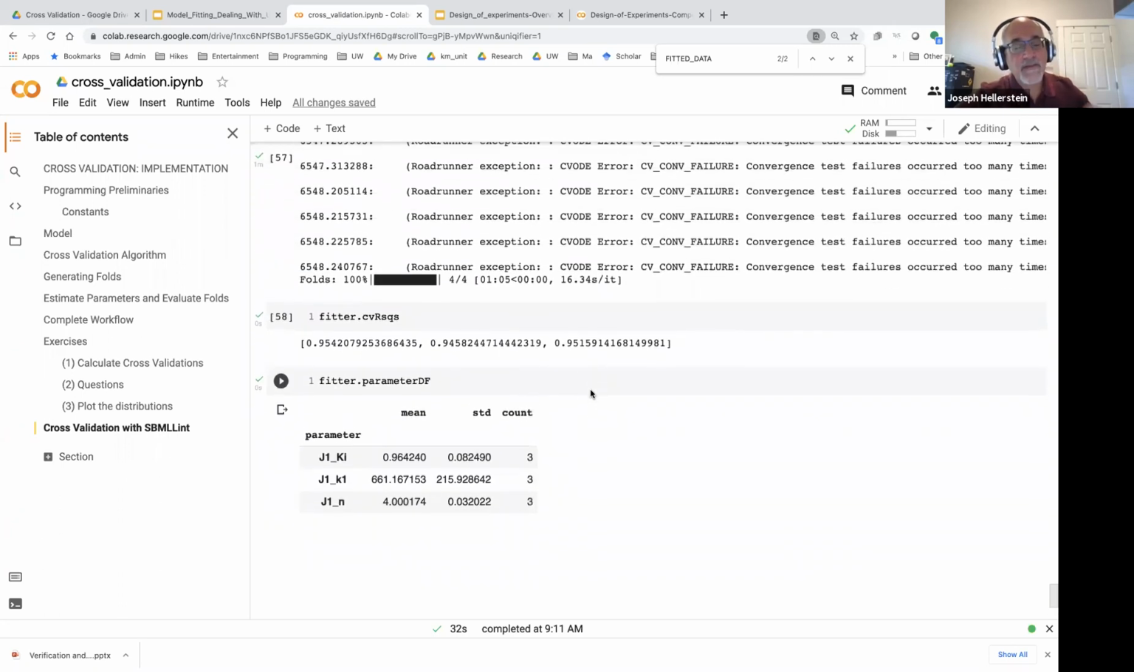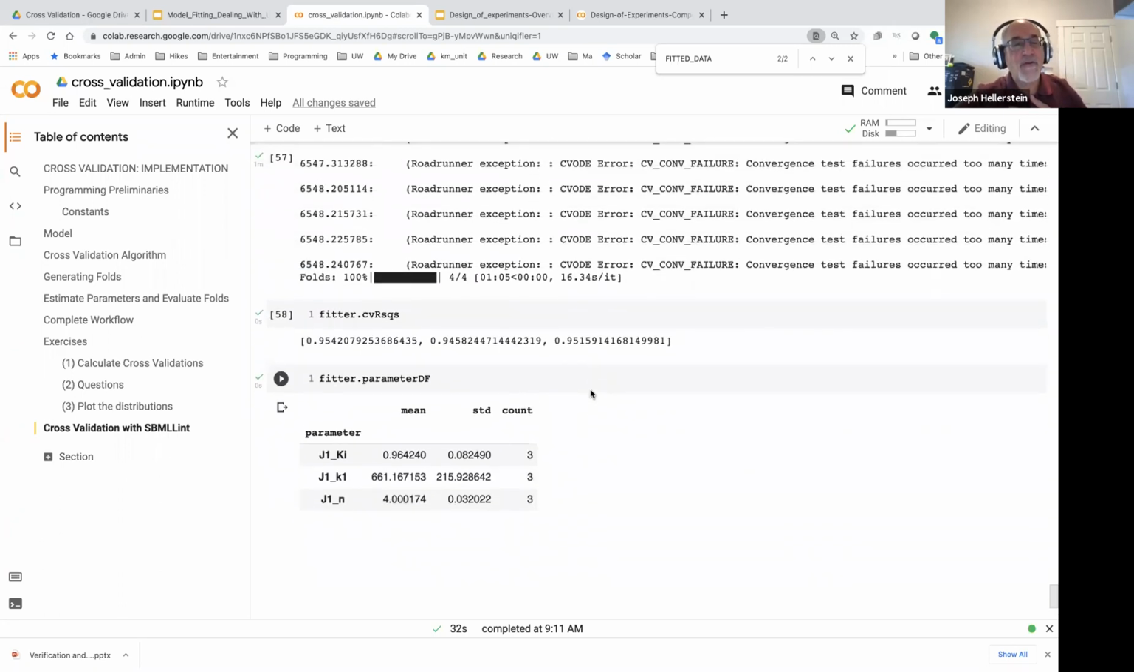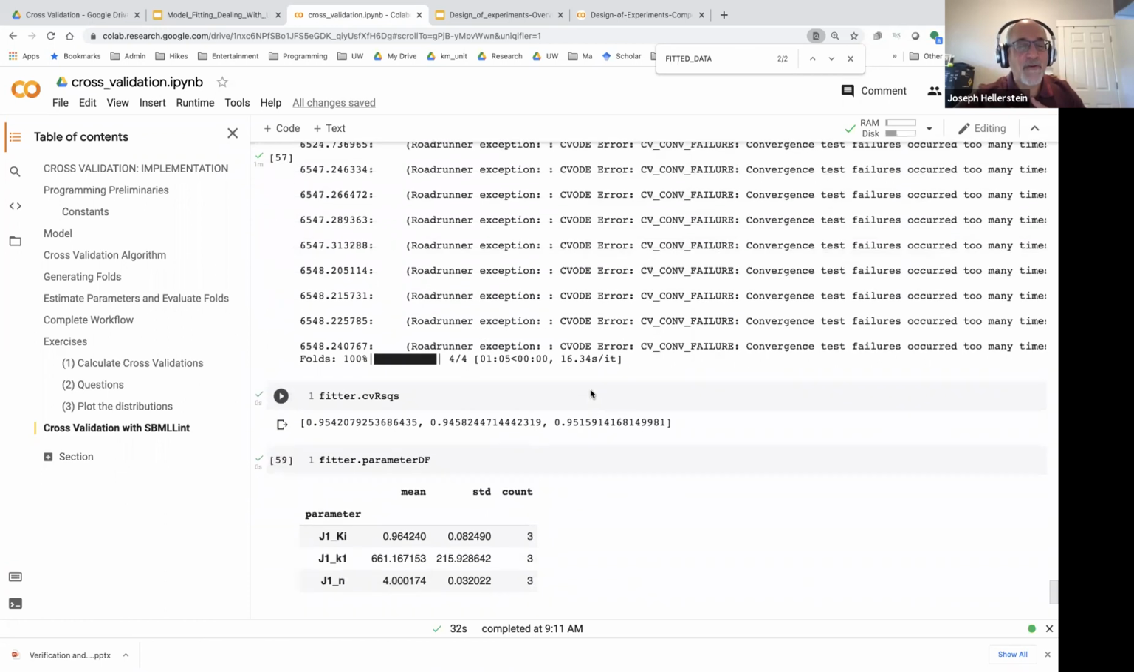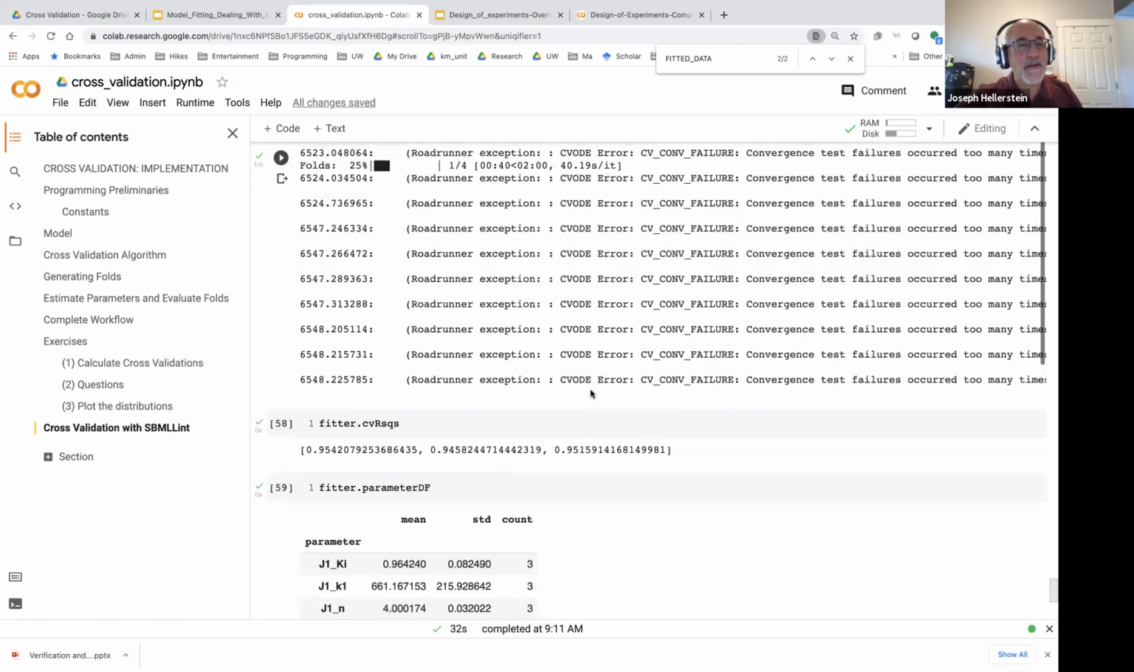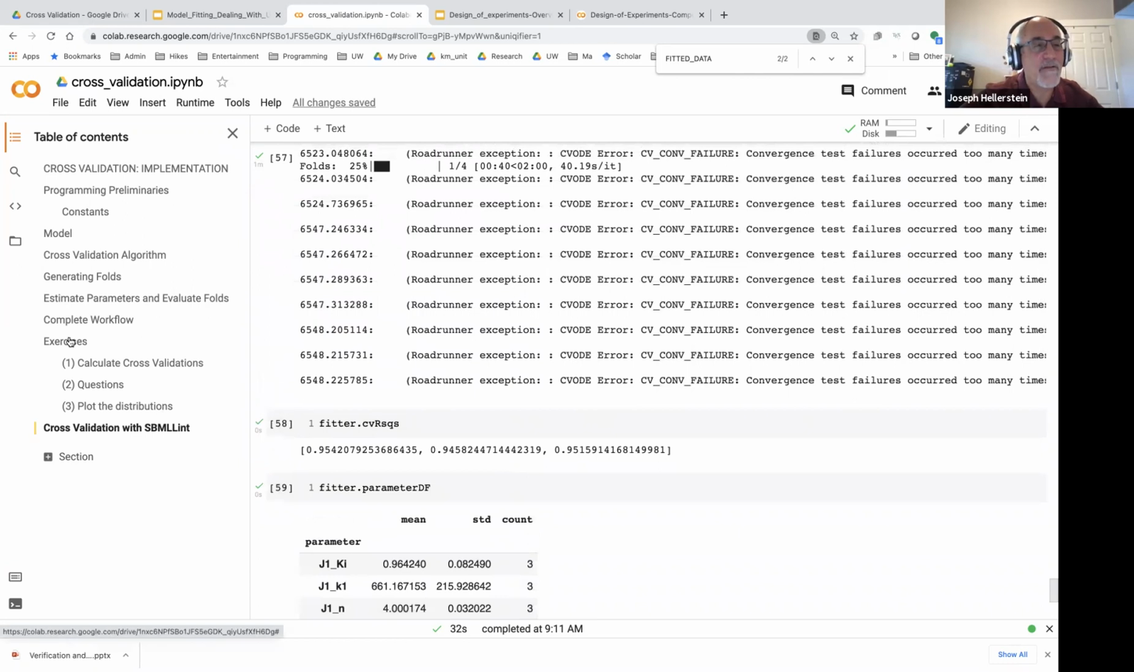Okay, so that's just to let you know that there is an easy way to do this. Once you've done your SBStoat setup already, just say cross-validate. You can go that way.